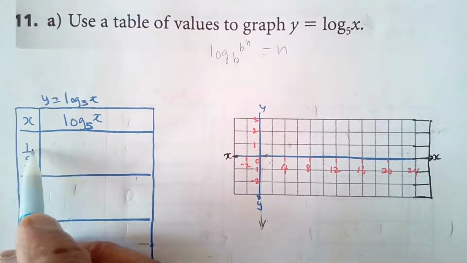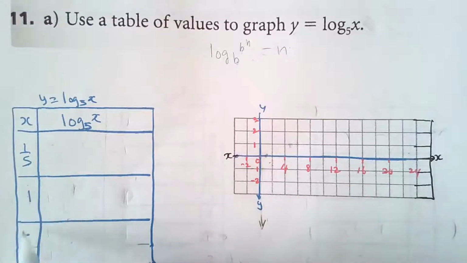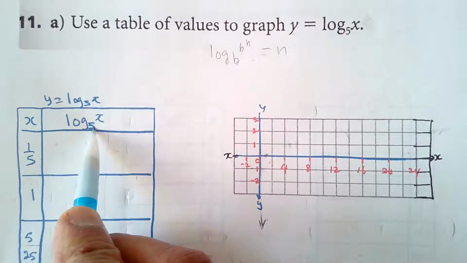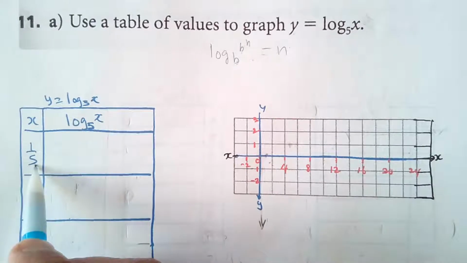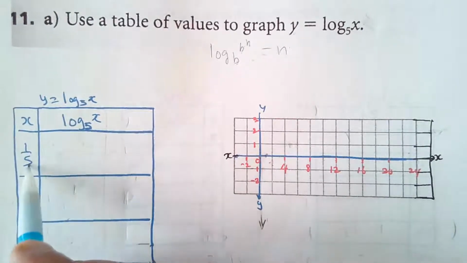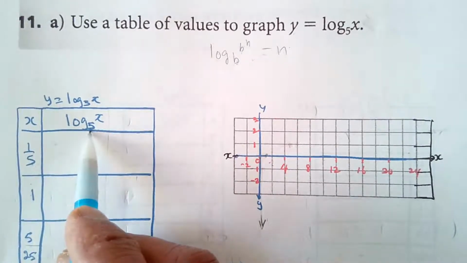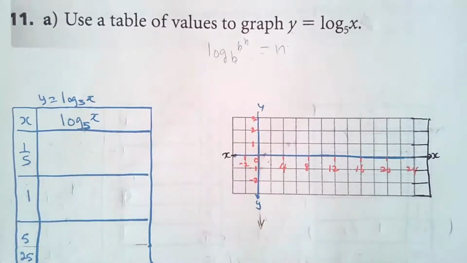Now, here I selected 1/5, 1, 5, 25, 125. Notice these are powers of 5 because my base here is 5. So for the x values, I can change them into base 5 as a power of that base 5. That's the reason for selecting 1/5, 1, 5, 25, 125: they are powers of 5, so I can change them into base 5.